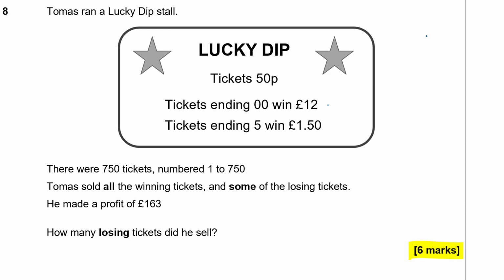Tickets ending in 00, how many of those are there between 1 and 750? Well, if the number ends in 00, then the first winning ticket is going to be 100, and then the next winning ticket 200, and so on down to 700. So there are going to be 1, 2, up to 7 winning tickets ending in 00. So it's going to be 7 of those.